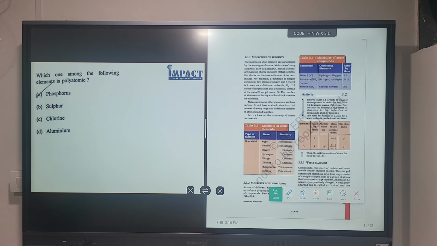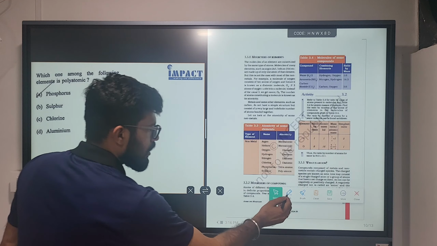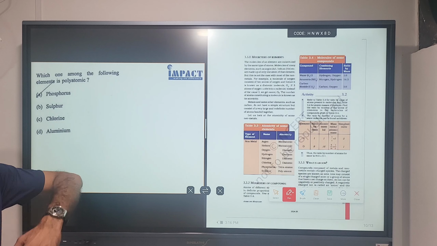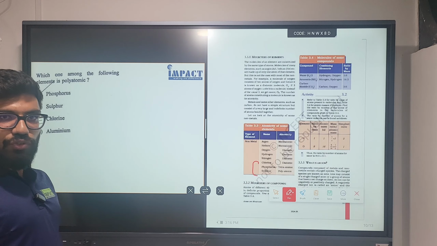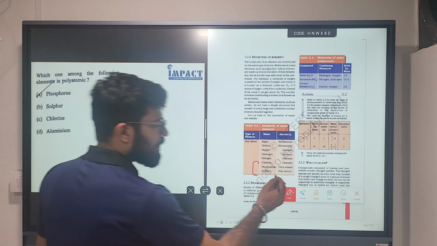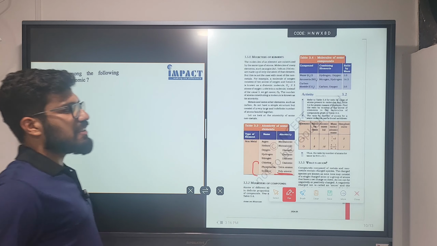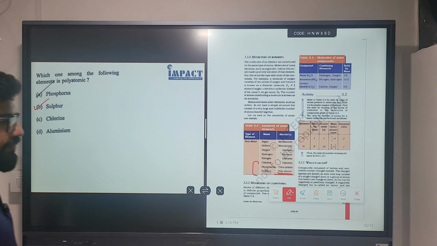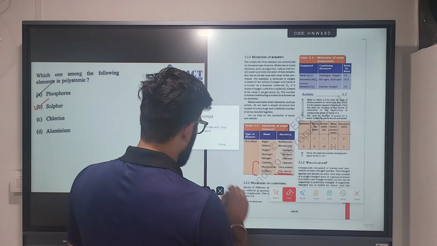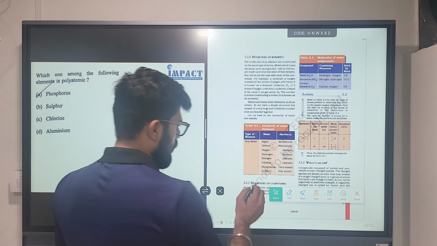Which one of the following has a polyatomic molecule? This is a question we have asked in our mock test many times, and every time I asked about phosphorus and sulfur. Phosphorus is tetraatomic, whereas sulfur is polyatomic. Again, NCERT question directly, and the right answer is sulfur. We have also provided the answer key to you people on our website. Do check it out.